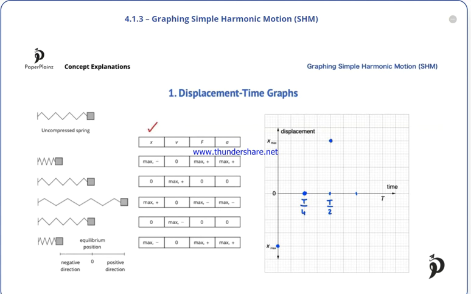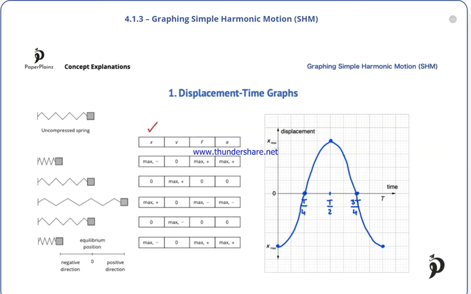At 3/4 T, or 3T over 4, the object is again passing through the equilibrium position, so its displacement is 0. Finally, after one full oscillation, at time T, the object is back to its starting position when the spring is fully compressed, and displacement is at its negative maximum. Let's connect these dots to complete the displacement time graph. It's important to note that our displacement time graph starts at the negative maximum displacement position because this is where we started observing the motion of the object.